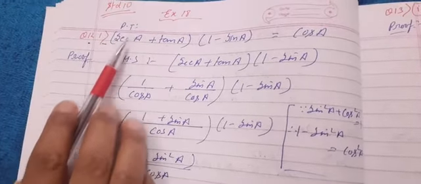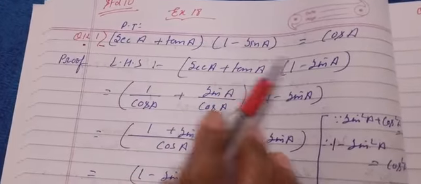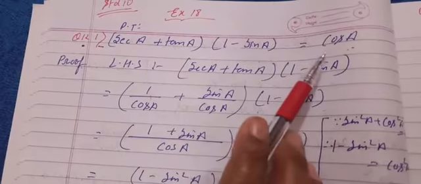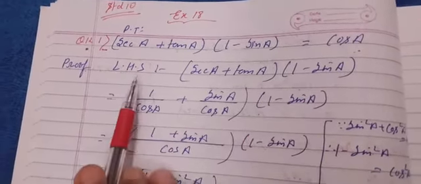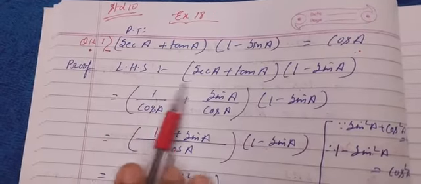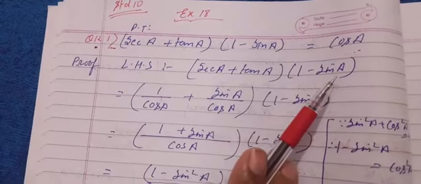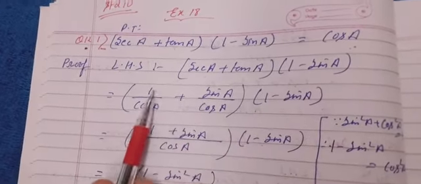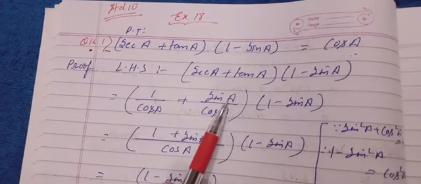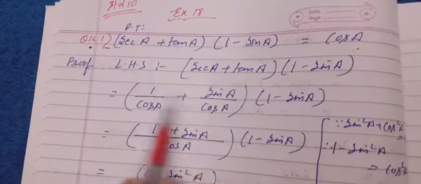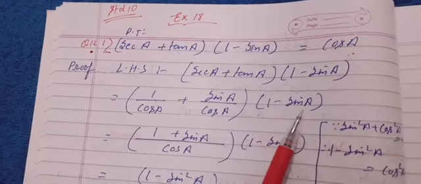We need to prove that (sec a plus tan a) into (1 minus sin a) is equal to cos a. That was our question. We have to prove that this equals cos a. So from LHS I have started: (sec a plus tan a) into (1 minus sin a). Instead of writing sec a I have written 1 by cos a, and in place of tan a I have written sin a by cos a. You know these are the formulas. And 1 minus sin a as it is I have copied.